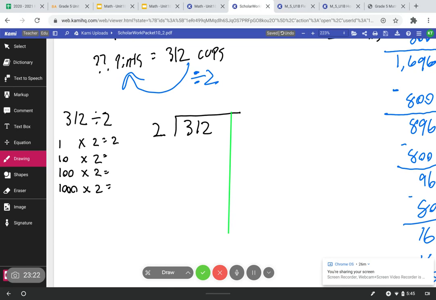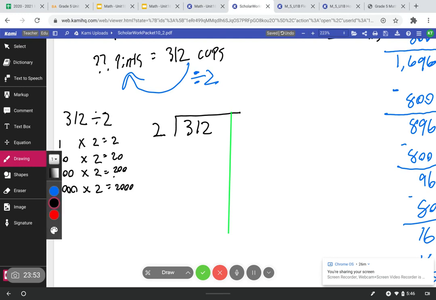So 1 times 2, 2. 10 times 2, 20. 100 times 2, 200. 1,000 times 2, 2,000. So remember, the divisor cannot be bigger than the number that we're splitting into groups. You can't split 312 into 2,000 groups. So the number that is closest to 312 would be 200.